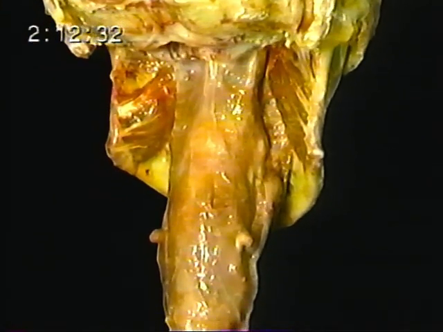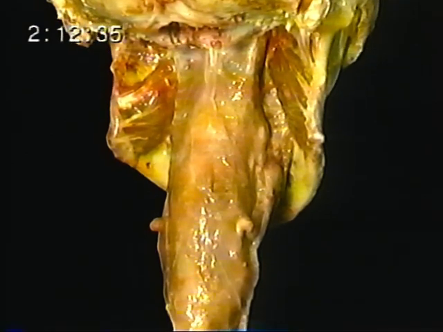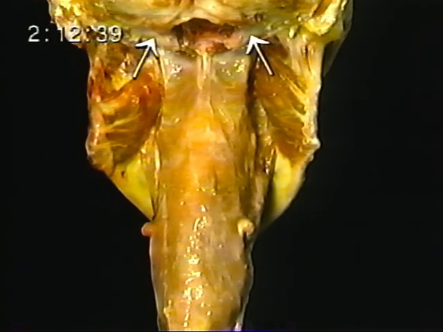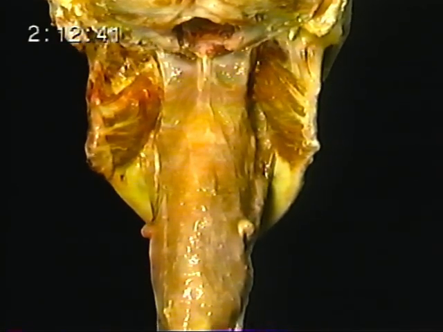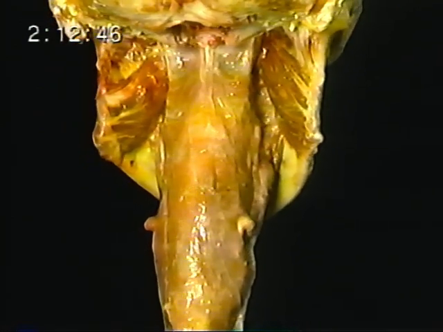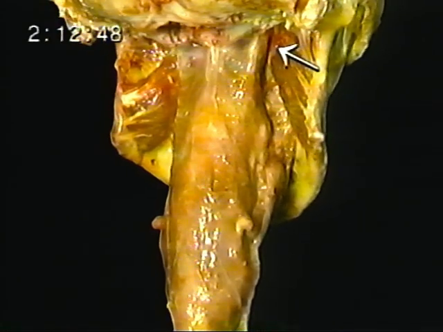Now we can finally get a clear view of the whole of the pharynx. Here above the pharynx is the base of the occiput. These are the occipital condyles. Here's the medial pterygoid muscle, sloping downwards from the medial pterygoid plate, which is here.